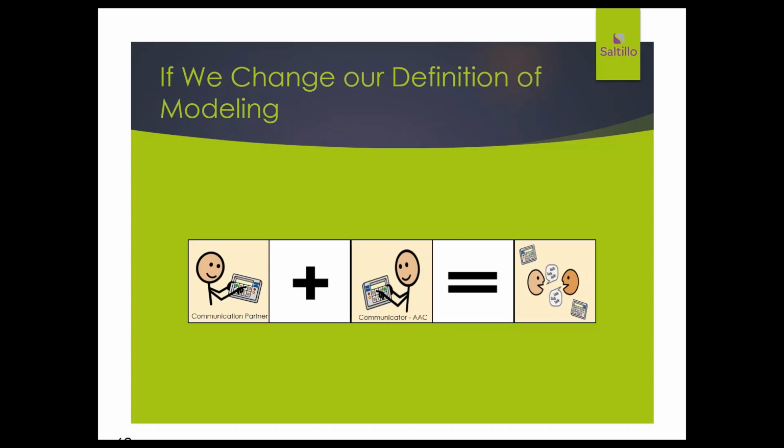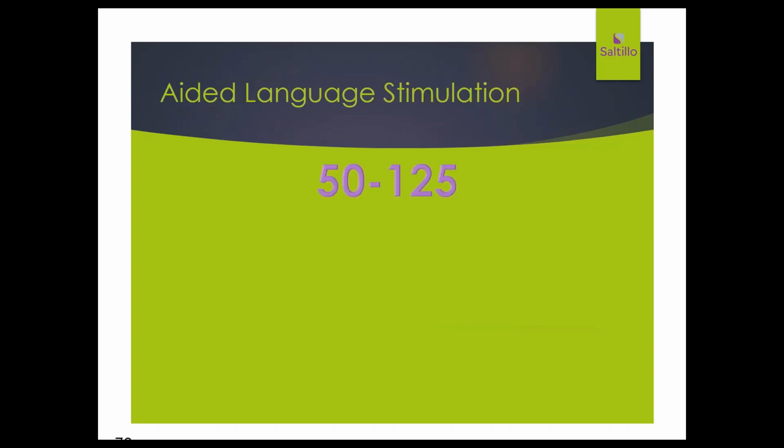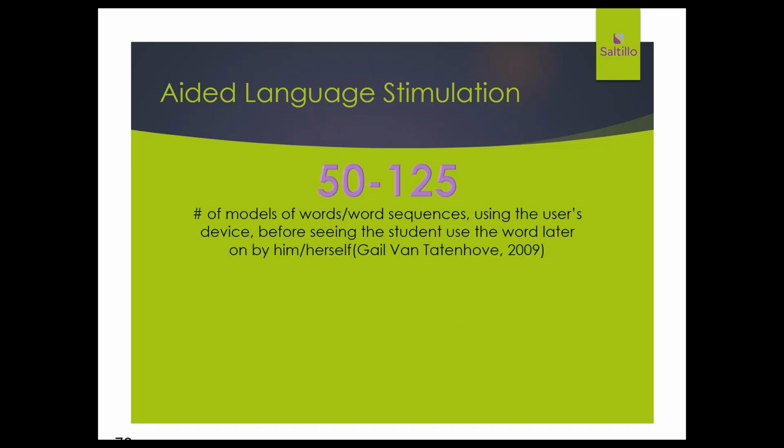And I always say talk and touch to teach AAC. It's my lovely little line. Talk and touch to teach AAC. And a lot of times we call that aided language stimulation, aided language input, modeling. It can be a variety of things. So when we're talking about aided language stimulation and what that means for all of you, 50 to 125 is the number of models of words or word sequences using the user's device before seeing the student use the word later on by him or herself.